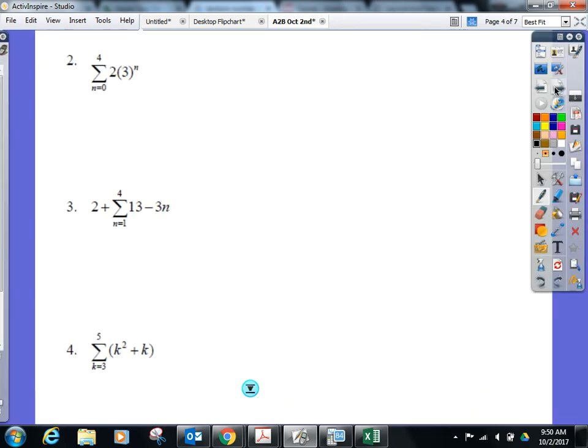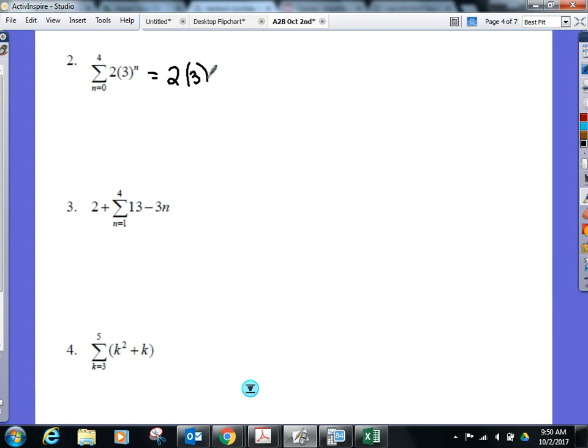All right, let's look at this one now. What's my starting value for this one? So I'm going to start by plugging in 0 for n. I'm going to plug in every number in between until I plug in 4. So here we go. 2 times 3. What number do I plug in first?